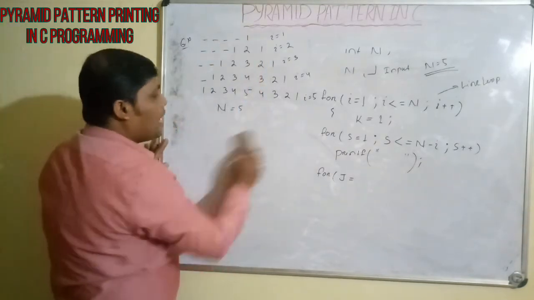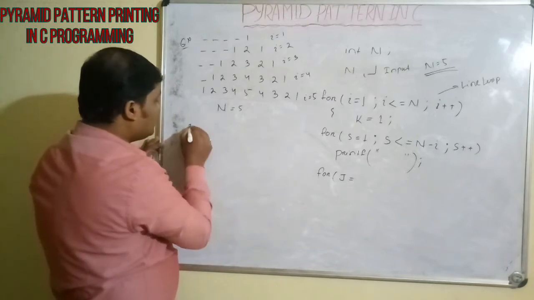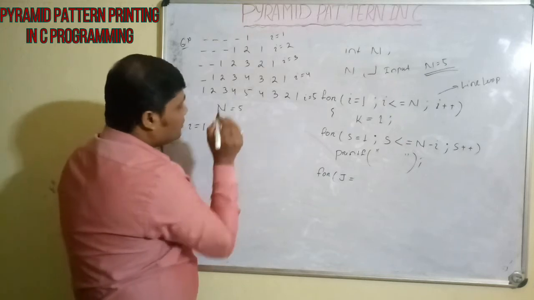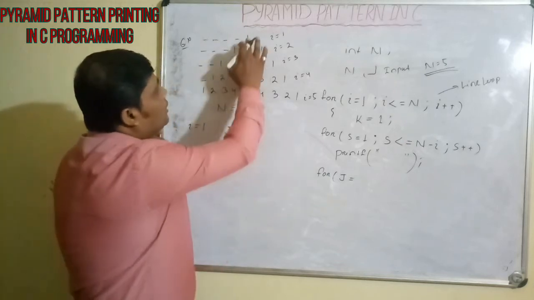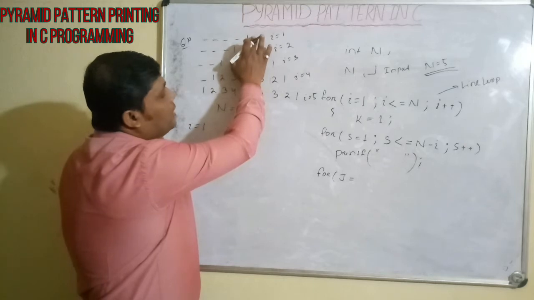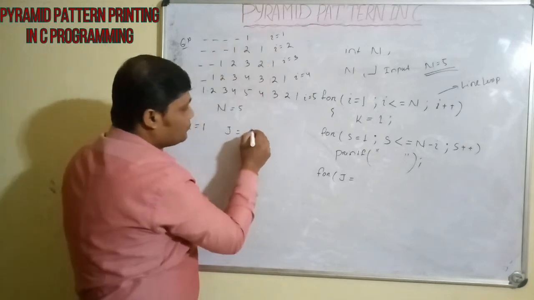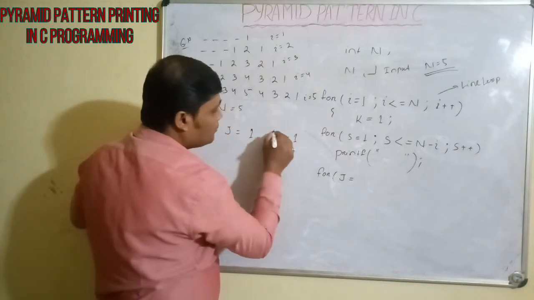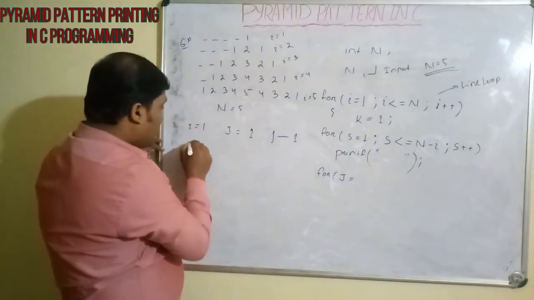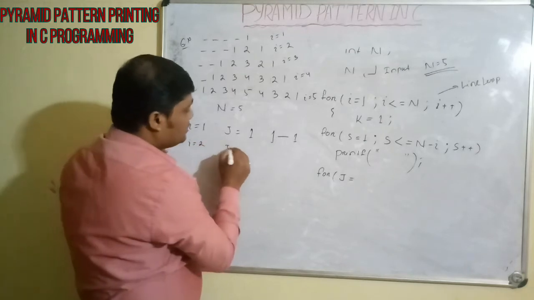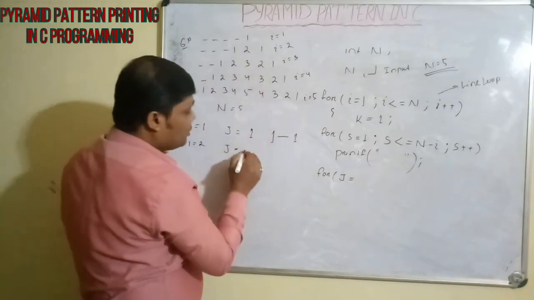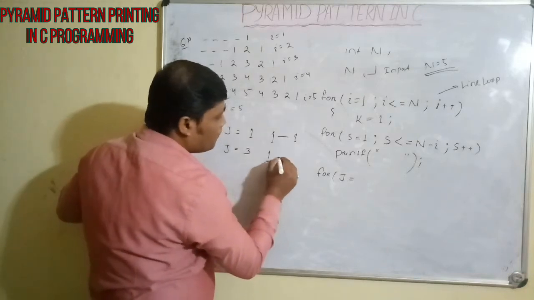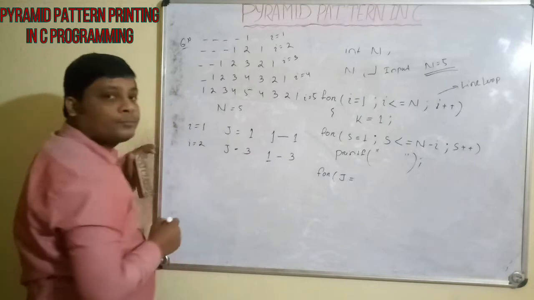When i value is 1, you can see, j should continue. How many numbers are we printing? 1 number. So j starts from 1 and ends with 1. When i equals 2, how many times does j continue? 3 times. It will start from 1 and end with 3.